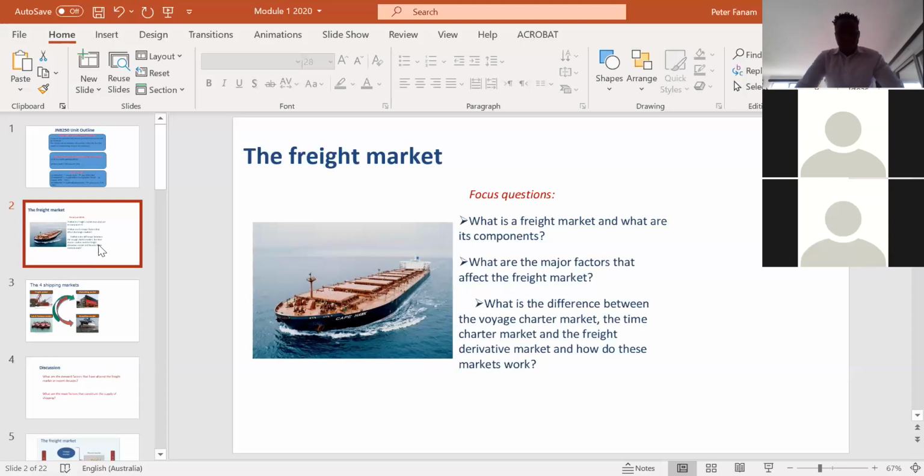Items that are shipped or transported from point A to point B. So that could be anything between loose cargo, bulk cargo, containers, livestock, pretty much anything that could be transported. Yeah, that's true. Pretty much any cargo constitutes freight.